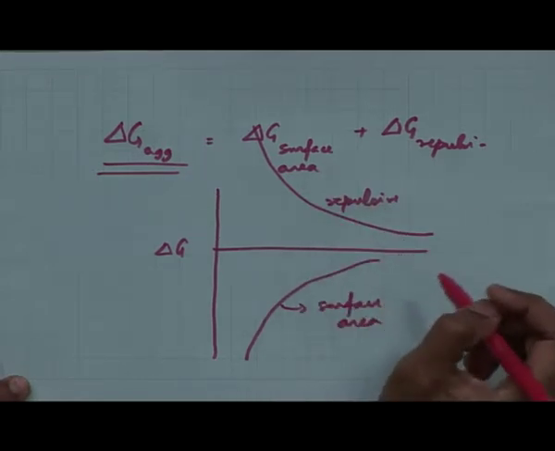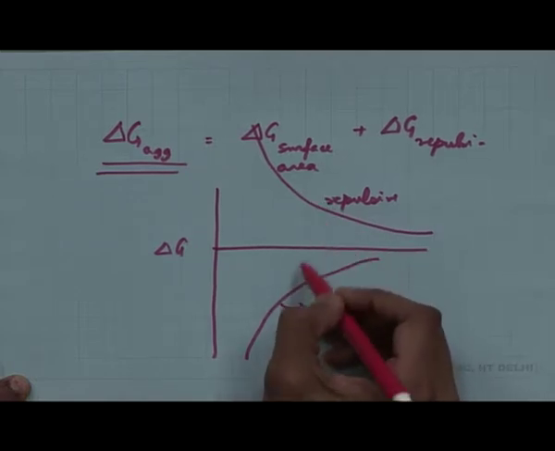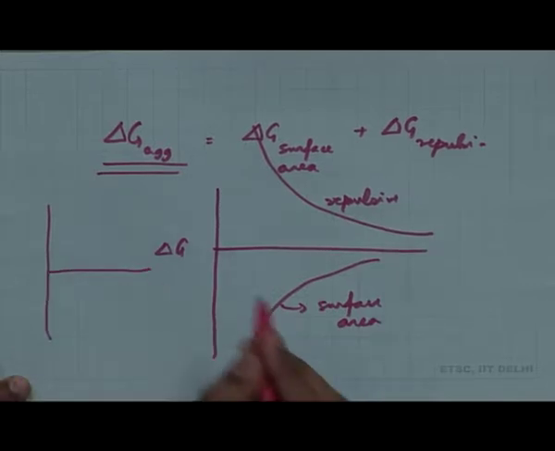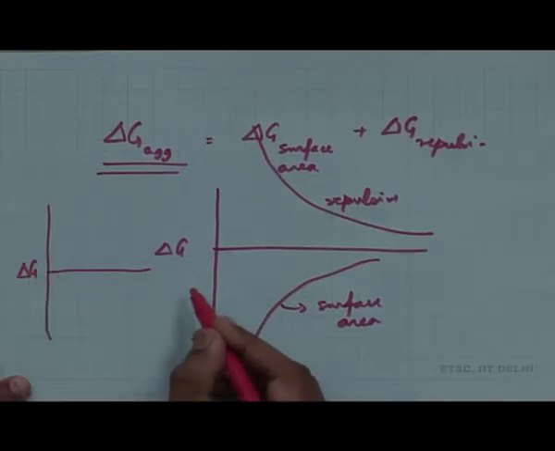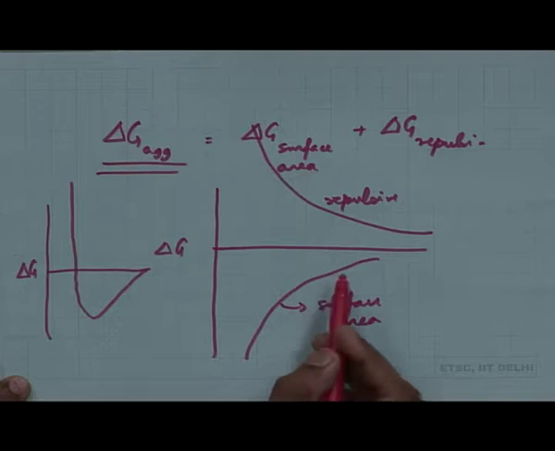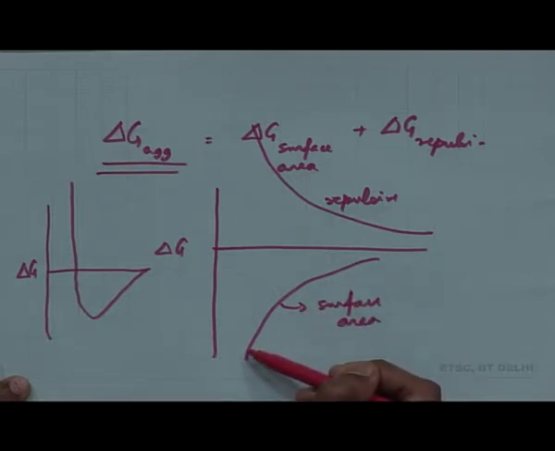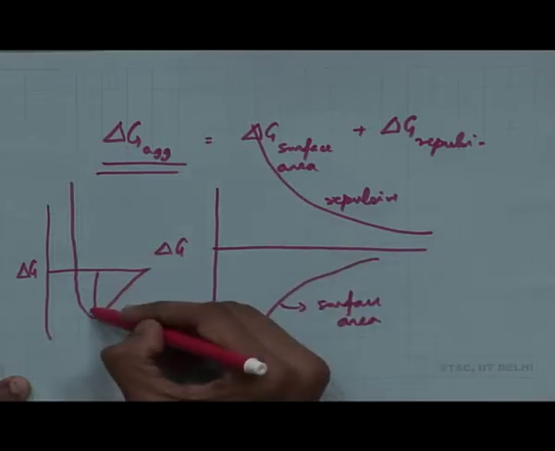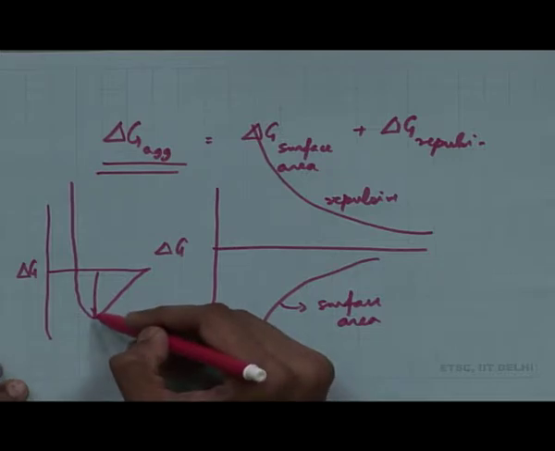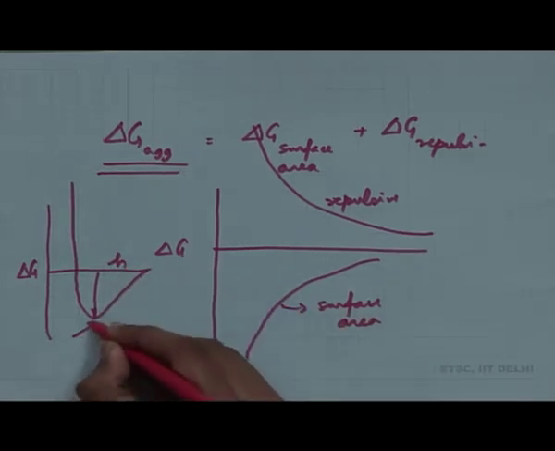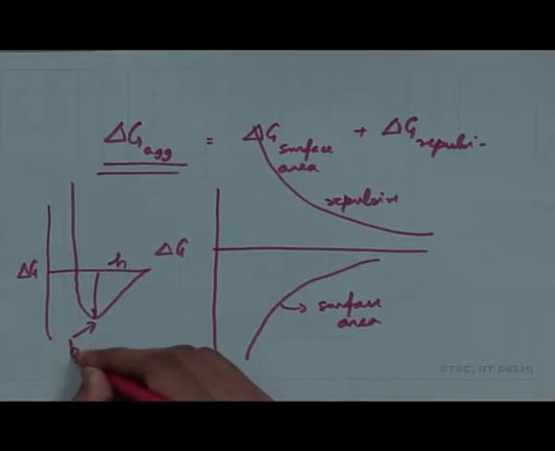If we consider this a little bit, depending upon the relative contributions of these two, you would have 2 or 3 possible situations. One situation is when you add these two, you will have a minimum like this, where because the attractive contribution is larger than the repulsive contribution, you have a potential well, which means that the Gibbs energy is a minimum. If the Gibbs energy is a minimum, this means that this colloidal particle has a tendency to aggregate.